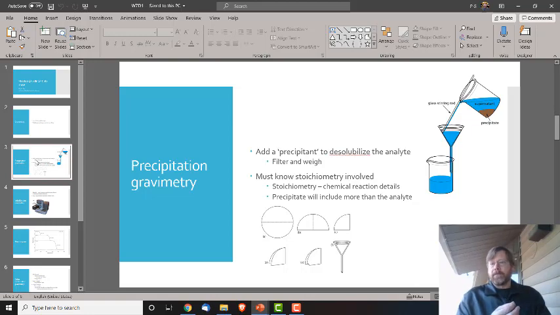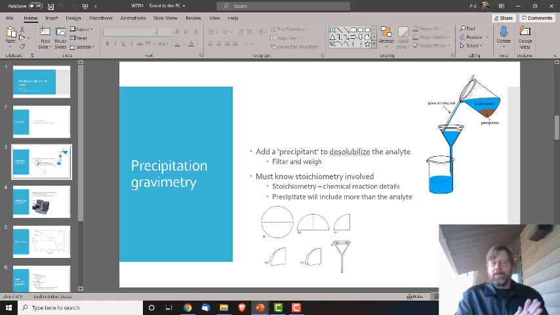If you think about something like sodium chloride, if we react it with something so the chloride settles out, you've got some other chloride salts that settled out, but you could use that to back calculate how much sodium chloride you had in your solution. But you have to know all those reactions and the ratios involved.